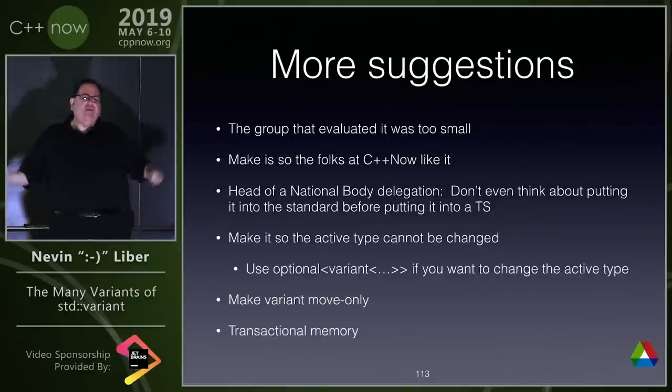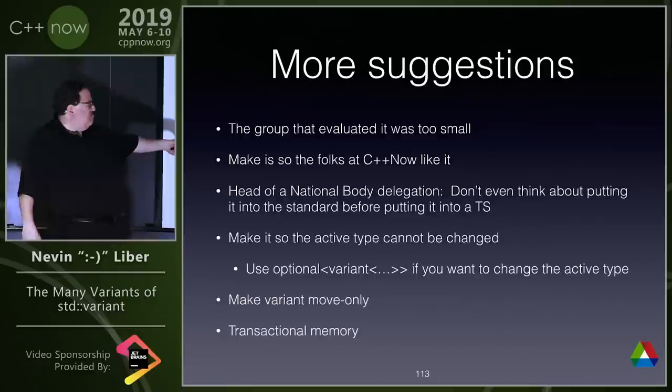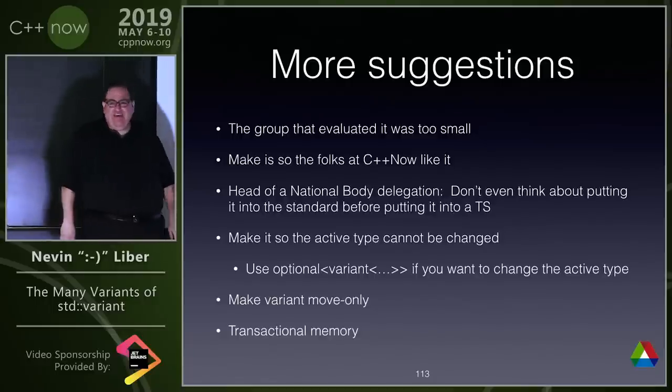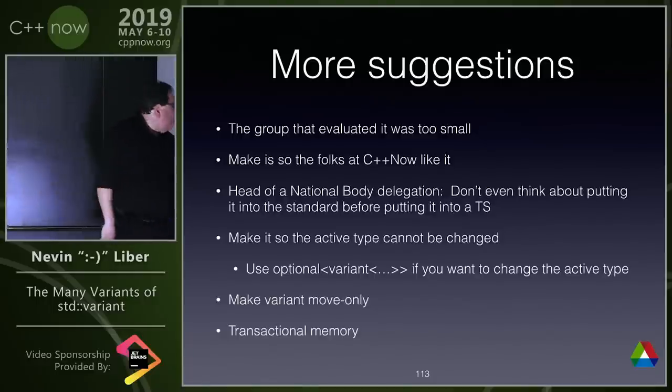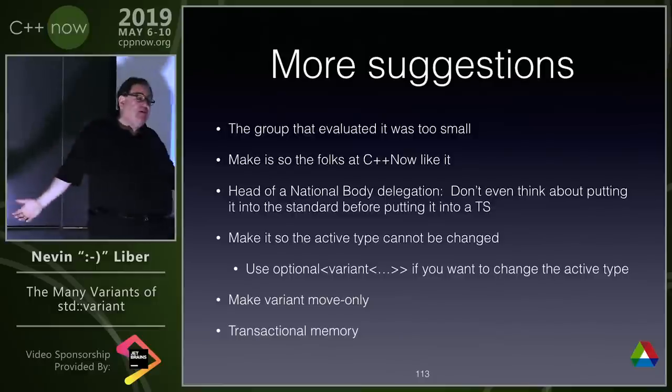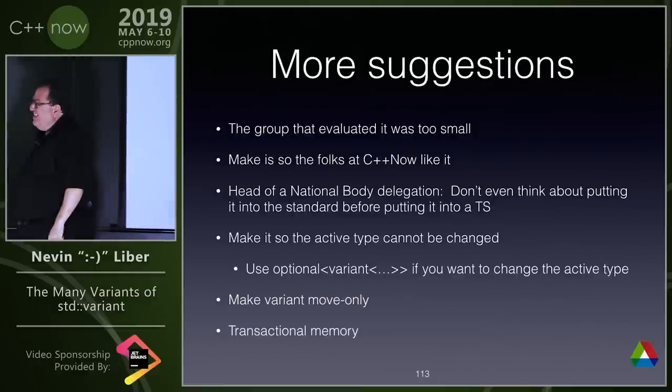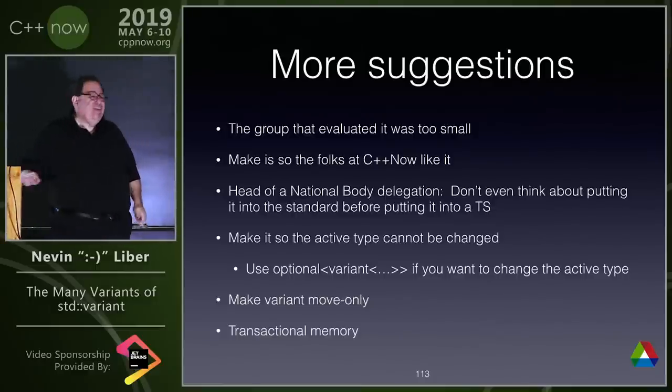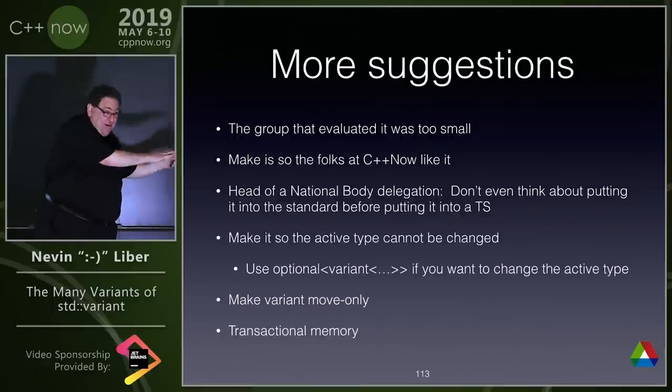Or, hey, if we just make variant move only, maybe that'll solve the problem. And there's a subgroup working on transactional memory. Let's just use transactional memory for the variant to fix the problem. But like I said, whether you like or hate what we did, we thought about this a lot.